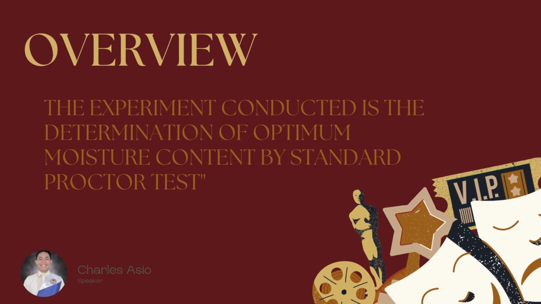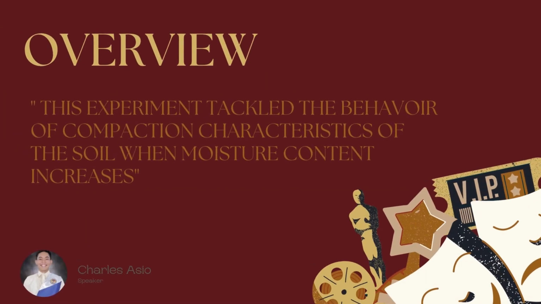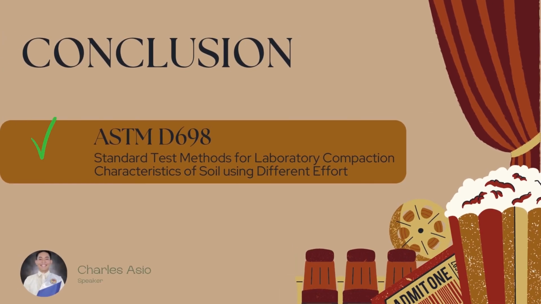The experiment conducted is the determination of optimum moisture content by standard Proctor test, whose importance is to investigate the moisture density relationship of the soil. In the field of civil engineering, stability is important when dealing with load capacity and strength of soil. This experiment tackles the behavior of compaction characteristics of soil when the moisture content increases. ASTM D698 was the standard followed in doing the experiment.